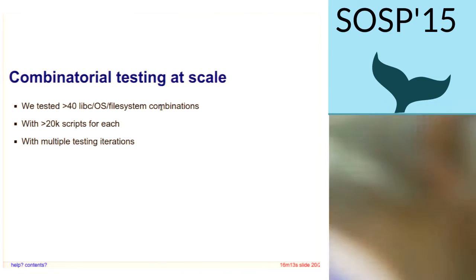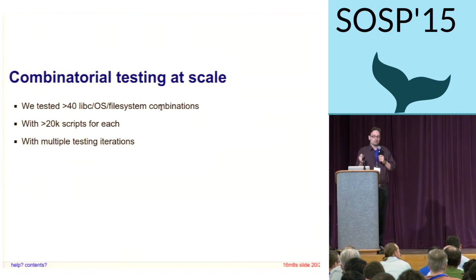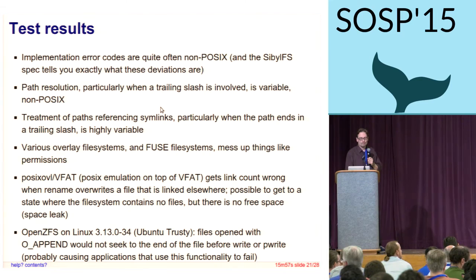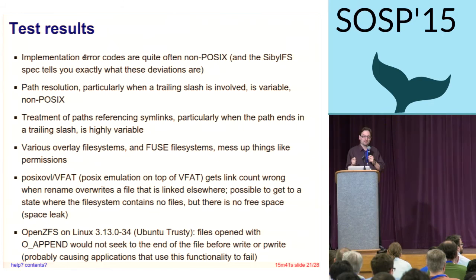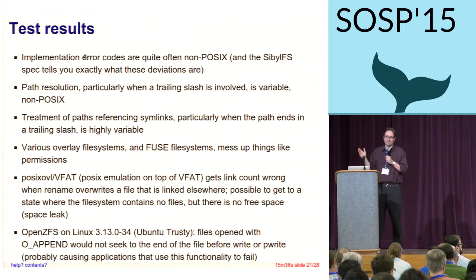So, the results: we tested more than 40 libc, OS, and file system combinations. We had more than 20,000 test scripts for each combination, and we had to do this multiple times for each particular platform. There are various test results. In this audience, it won't be surprising, perhaps, that file system implementation error codes are quite often non-POSIX. But the point is, you can look at the SibylFS specification and read off exactly how they differ between each OS and file system.